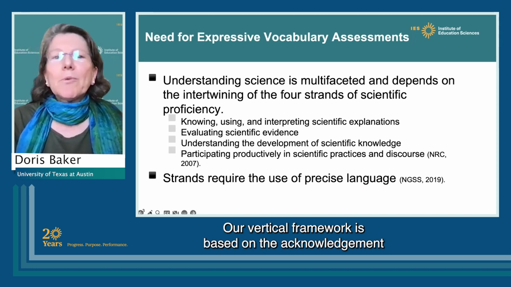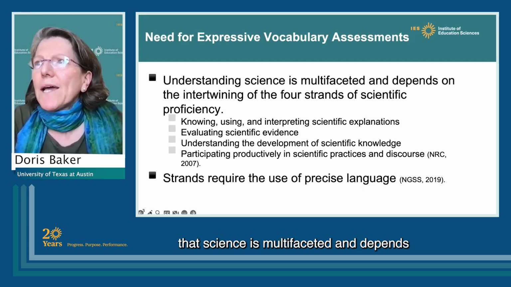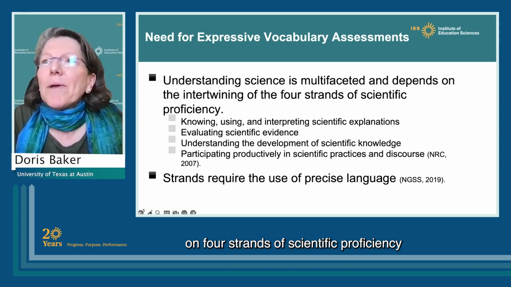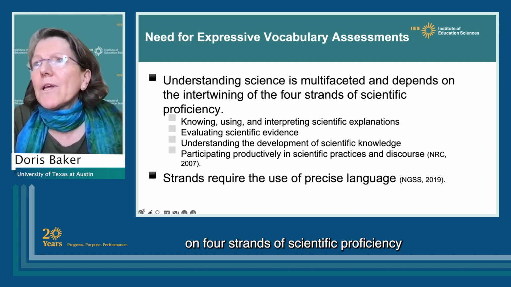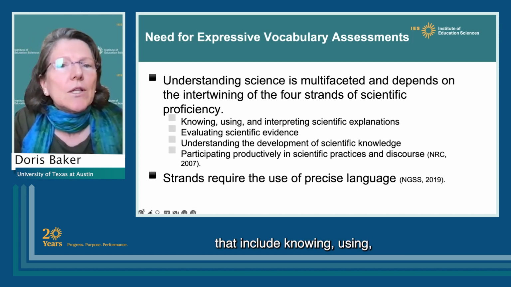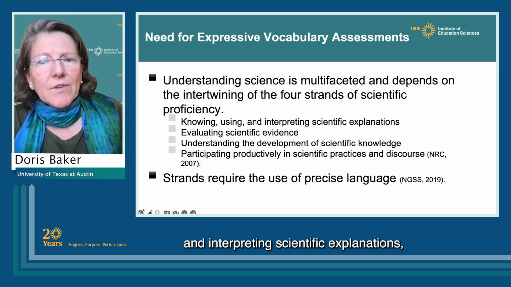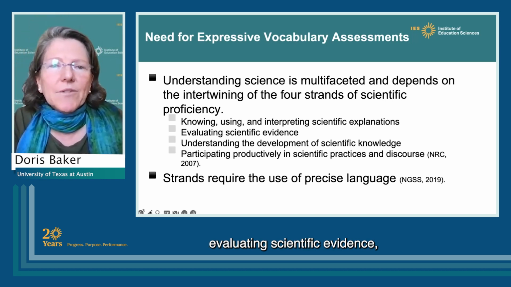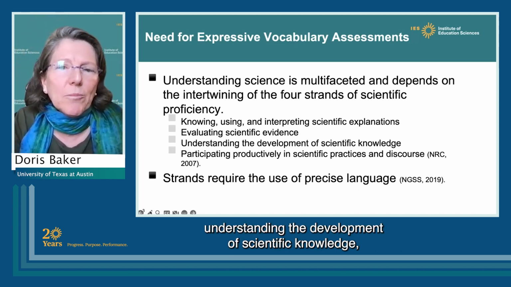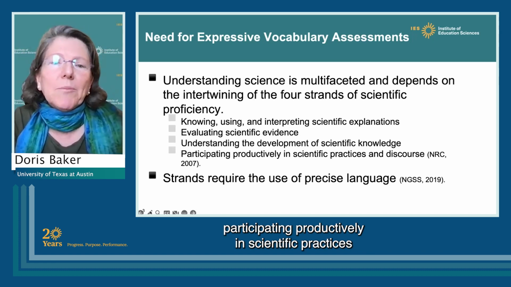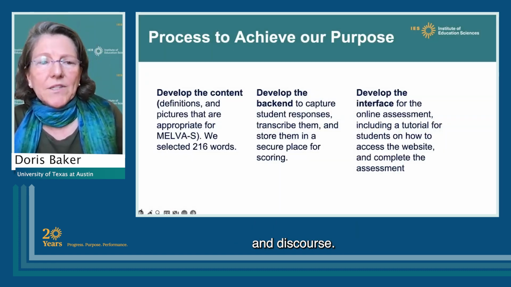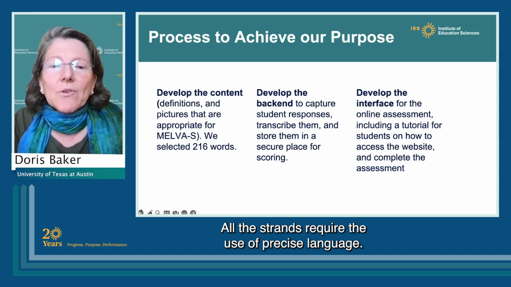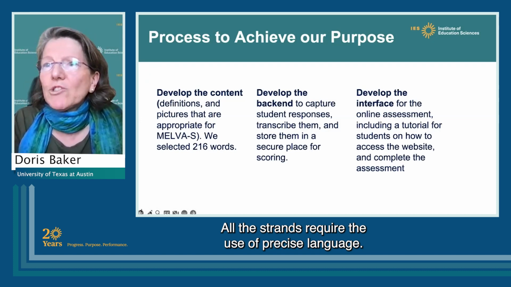Our theoretical framework is based on the acknowledgement that science is multifaceted and depends on 4 strands of scientific proficiency that include knowing, using, and interpreting scientific explanations, evaluating scientific evidence, understanding the development of scientific knowledge, participating productively in scientific practices and discourse. All these strands require the use of precise language.